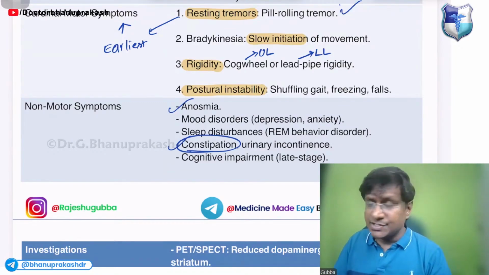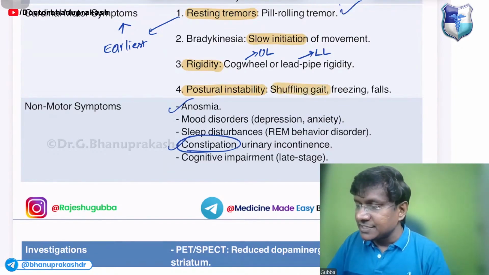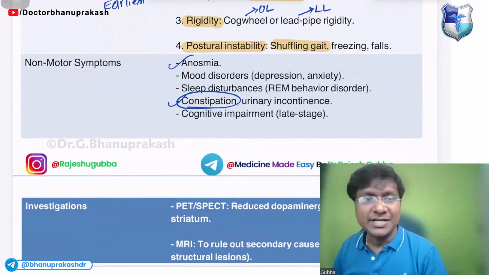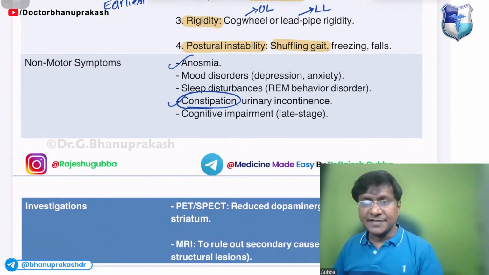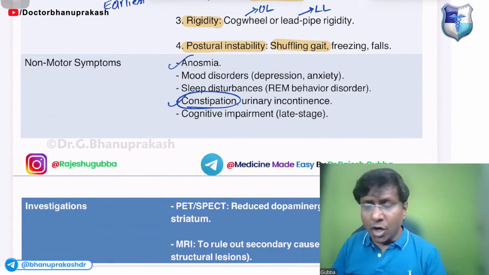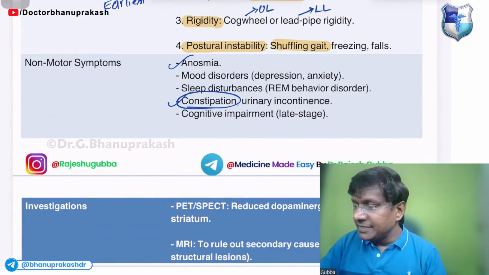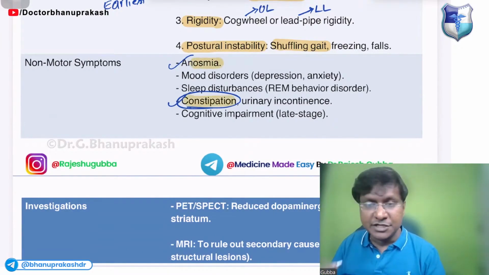And what is the characteristic gait? The characteristic gait that we describe in these individuals will be festinate gait. That will be festinate gait. Non-motor manifestations will be in the form of anosmia and constipation, which are very early.